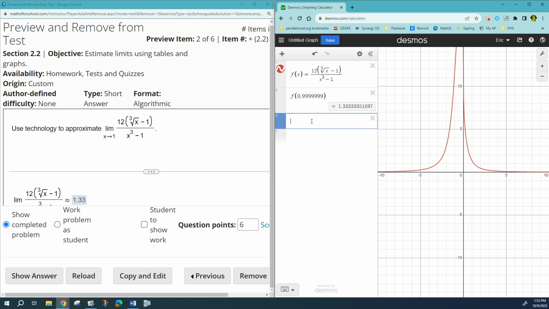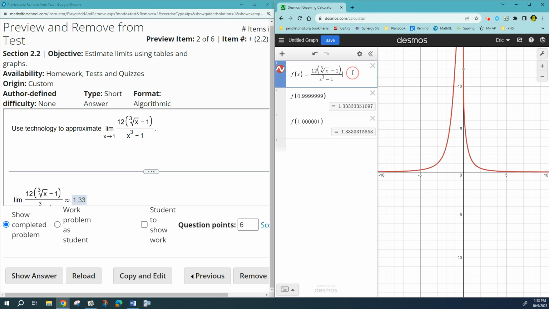Now let's do the same thing from the other side just to verify. Let's do 1.01. Now let's keep adding zeros. If I keep adding zeros, what do you notice? The outputs keep getting closer and closer to 1.33 from the right also. So that's one way we can do it.